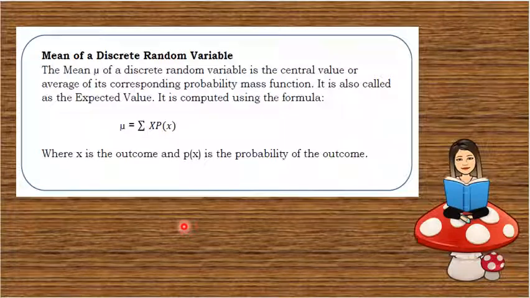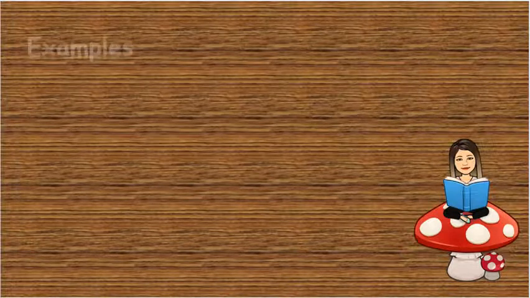So, the mean of a discrete random variable. The mean or mu of a discrete random variable is the central value or average of its corresponding probability mass function. It is also called the expected value. So, when we say mean, pwede rin siyang tawaging central value, yung nasa gitna, or average, or expected value. It is computed using the formula mu equals the sum of x times p of x, where x is the outcome and p of x is the probability of the outcome.